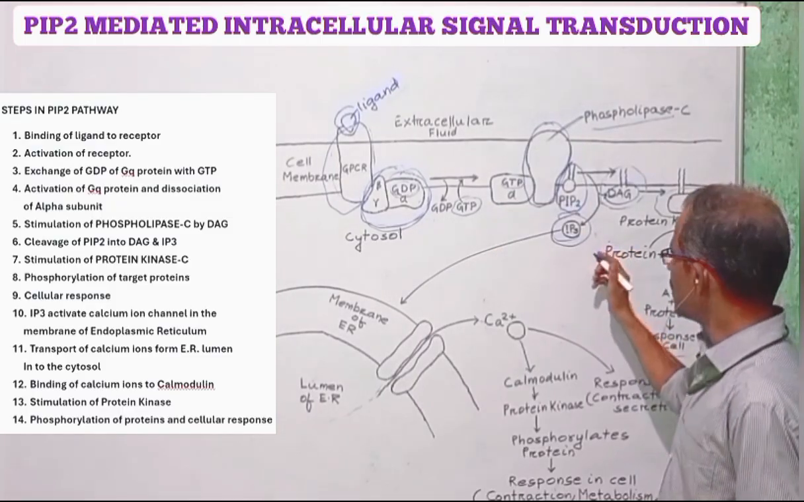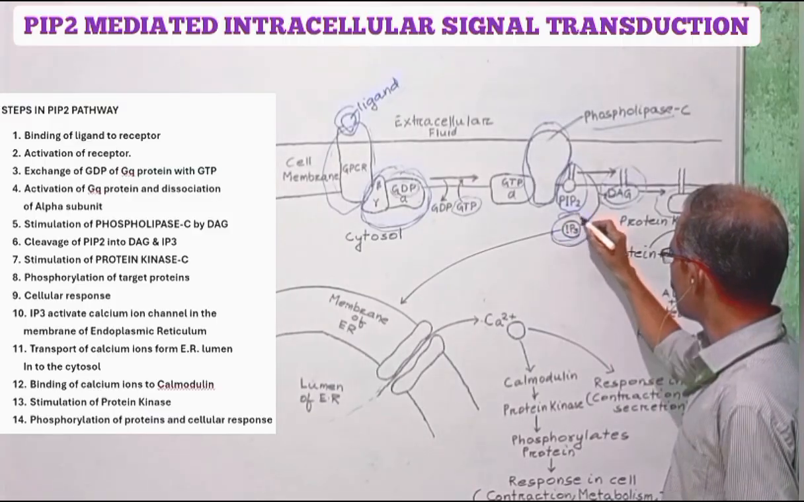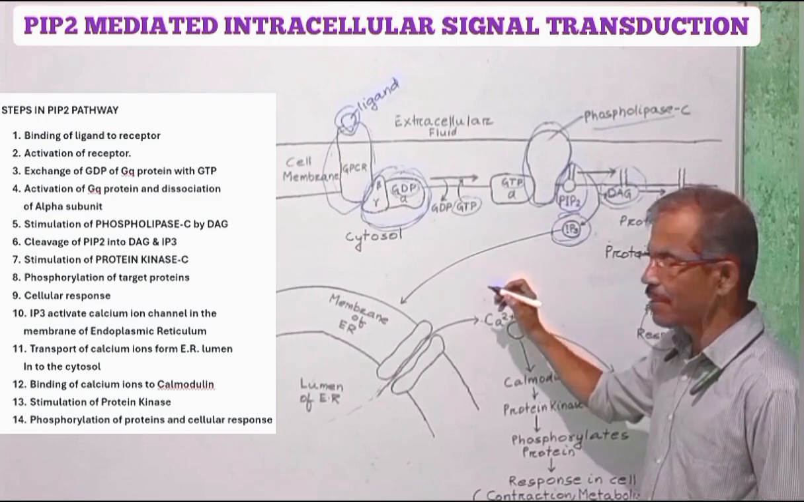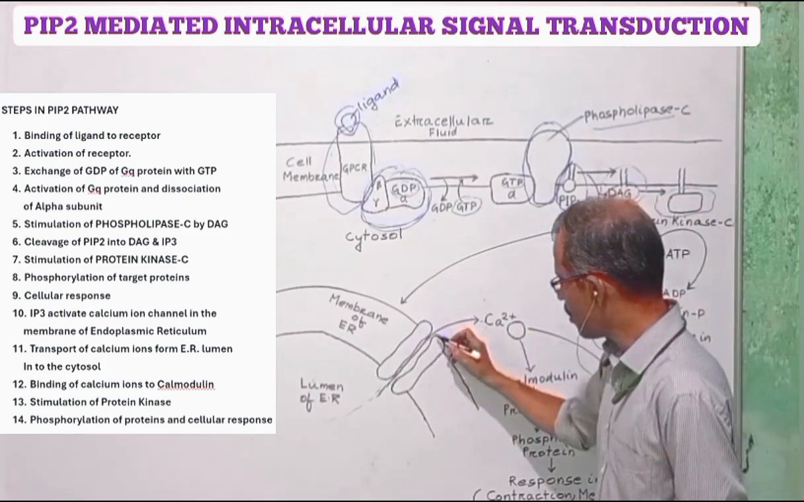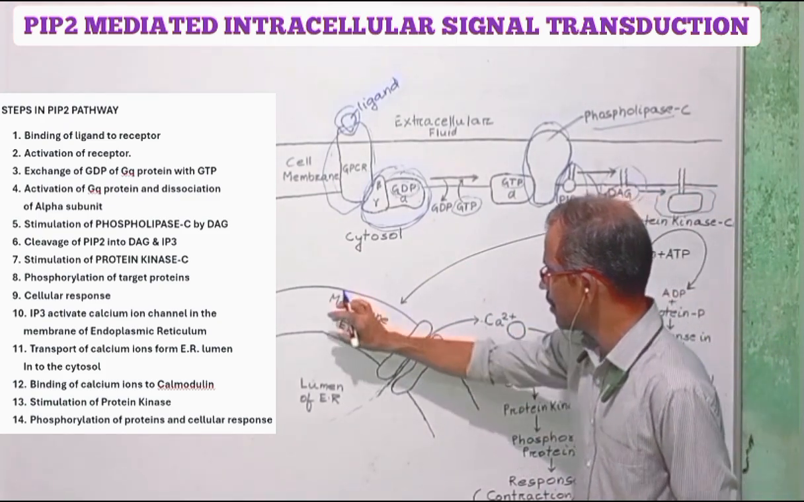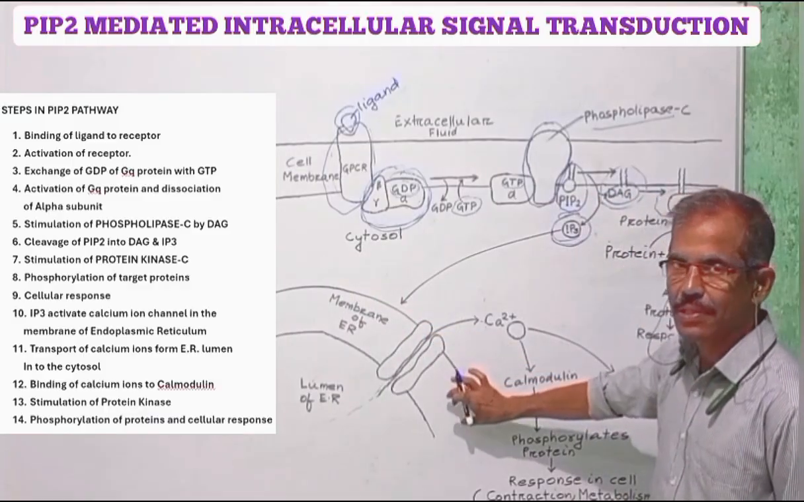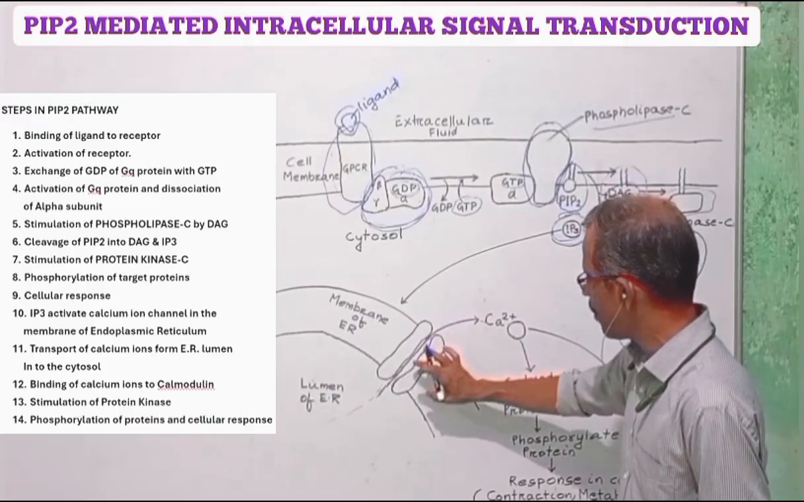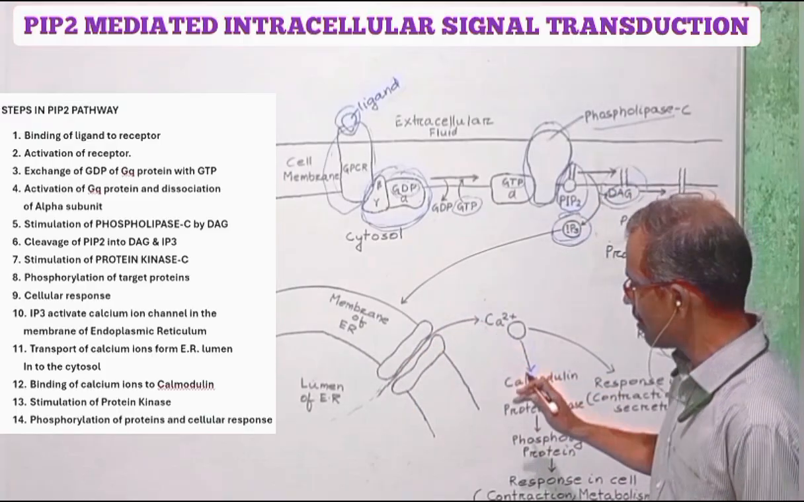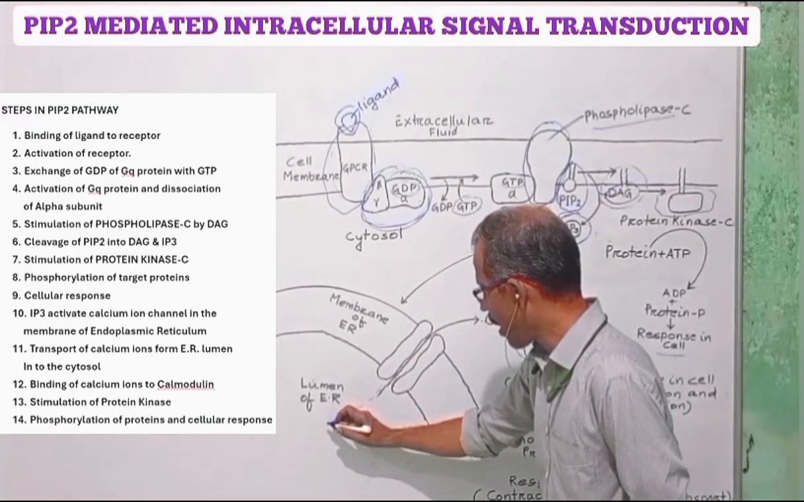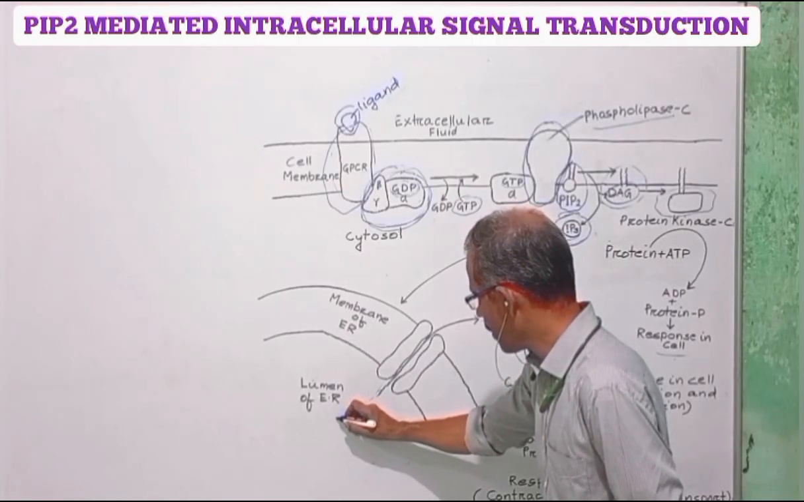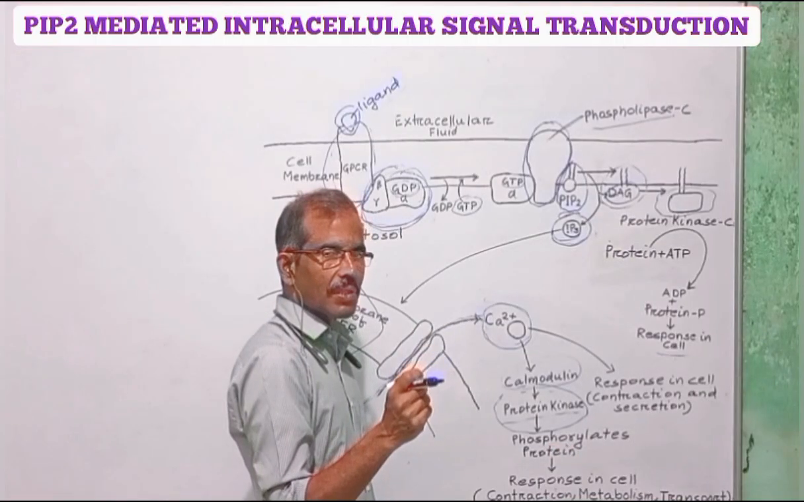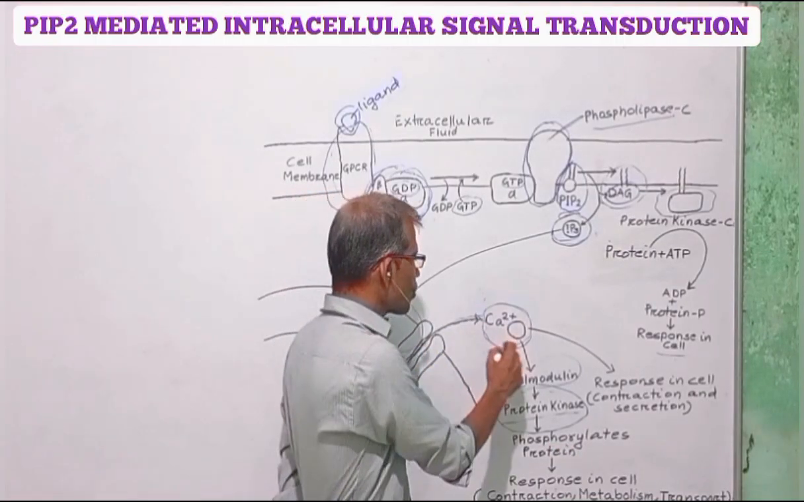The second cleavage product is inositol triphosphate, which diffuses into the cytoplasm and then activates calcium ion channels, which are present in the membrane of the endoplasmic reticulum. This activation results in opening of the calcium channel, as a result of which calcium ions flood from the lumen of the ER into the cytoplasm. This raises the calcium ion level in the cytosol.